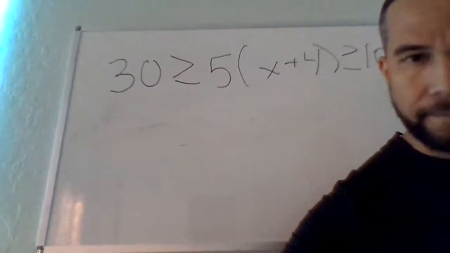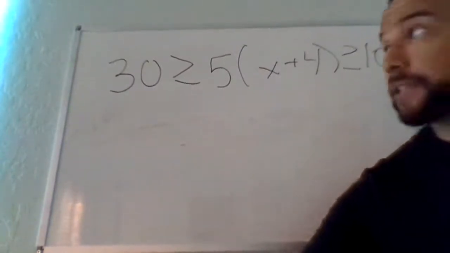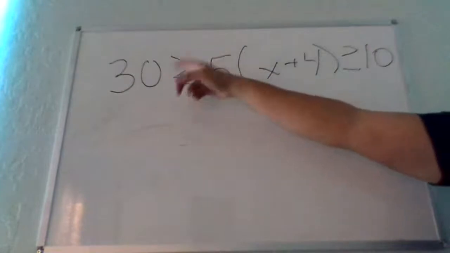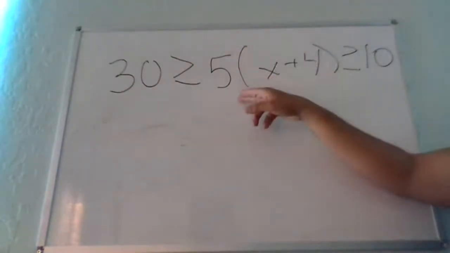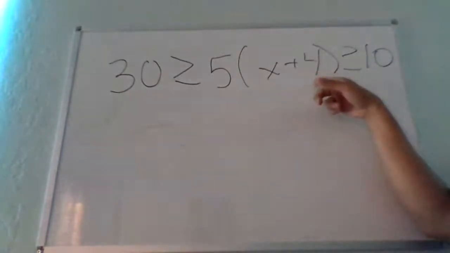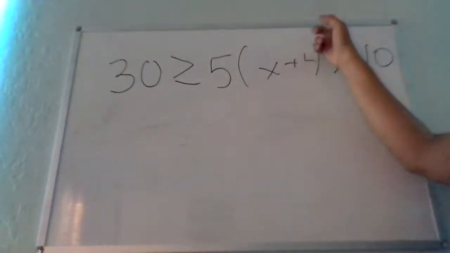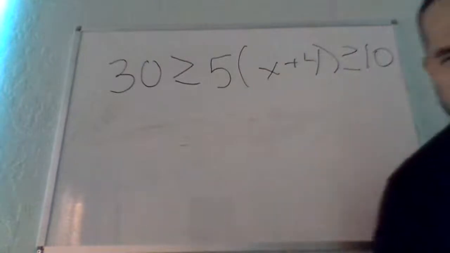Could you call the problem again? Yes. It's going to be 30 is greater than or equal to 5 times x plus 4. All of that is greater than or equal to 10.